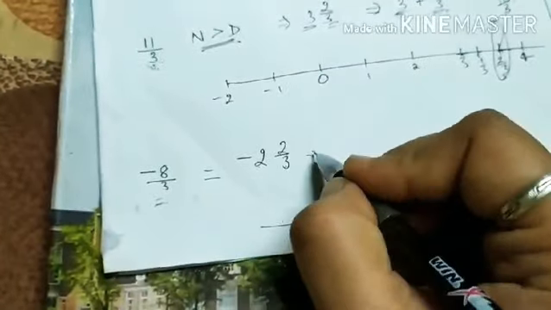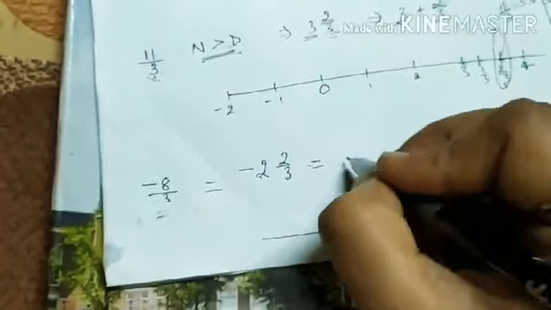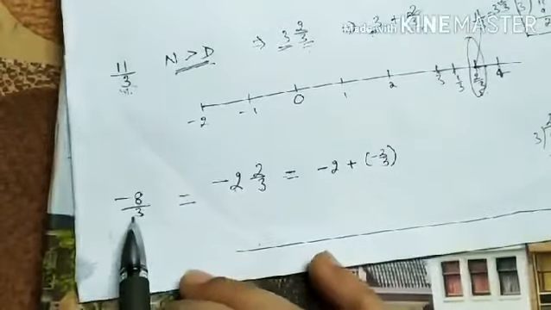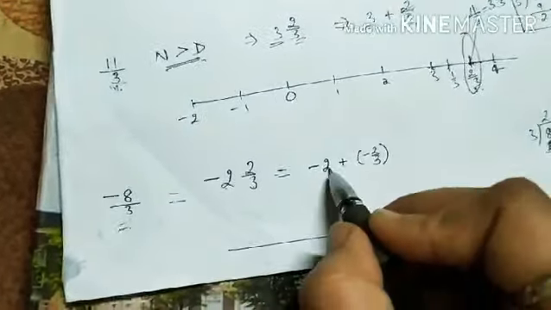2 whole 2 by 3 with the negative sign, minus 2 whole 2 by 3, right? Understood? Now this also can be represented as minus 2 plus minus 2 by 3. I hope you know this thing, right? When you solve this, you will get this only. So here we have the negative rational number. Understood? So where it will come? It will come obviously on the left side of the number line.